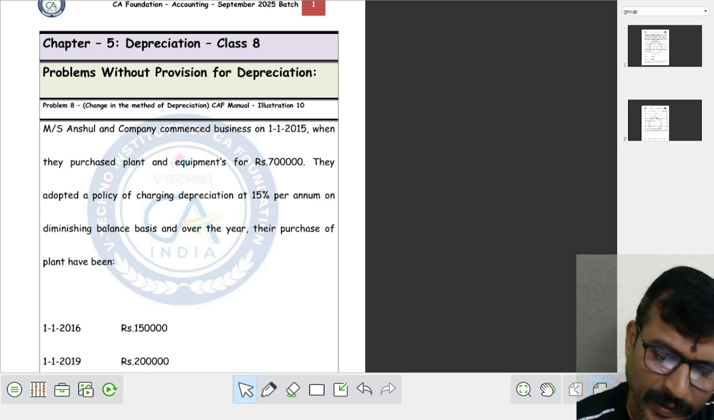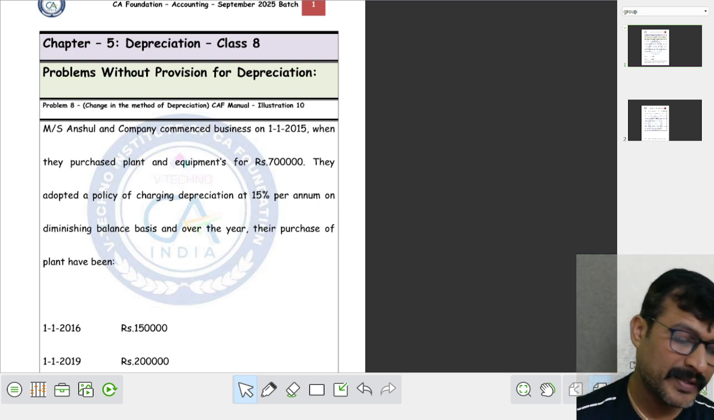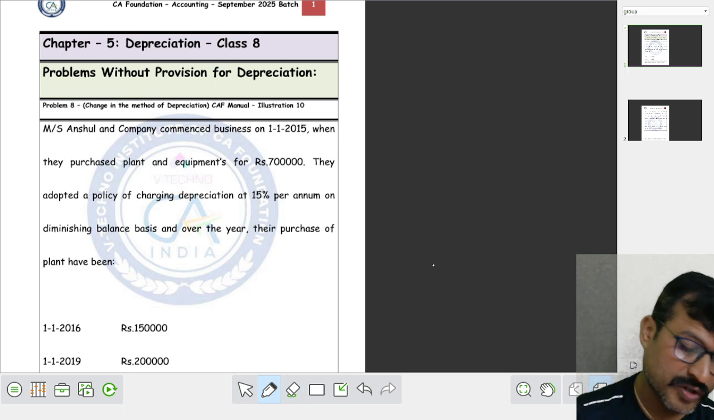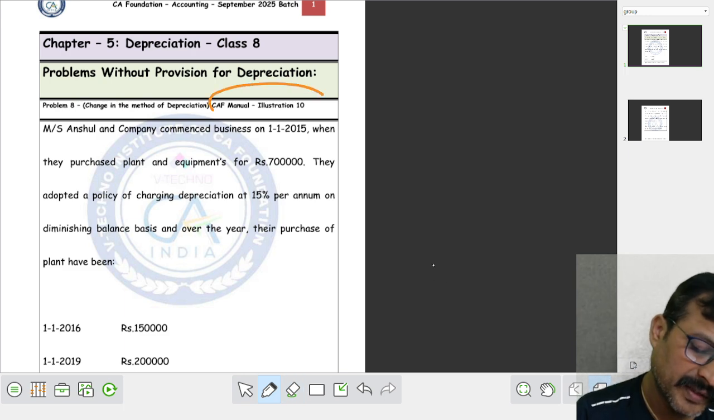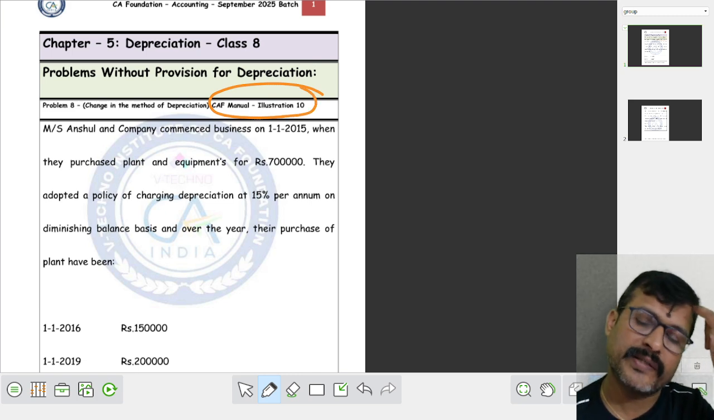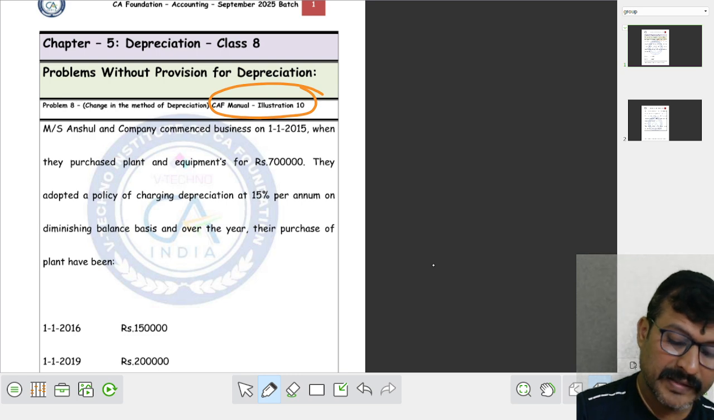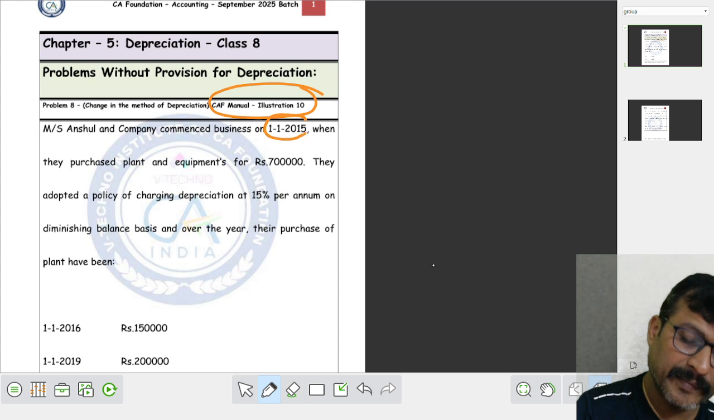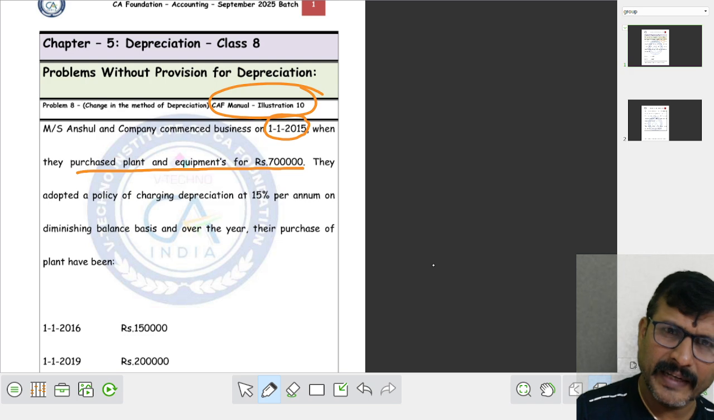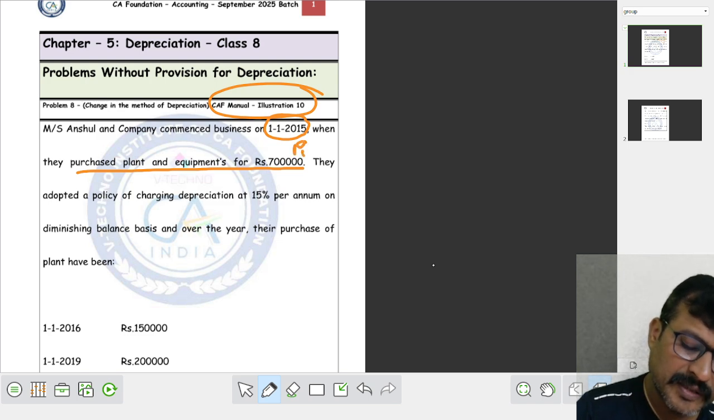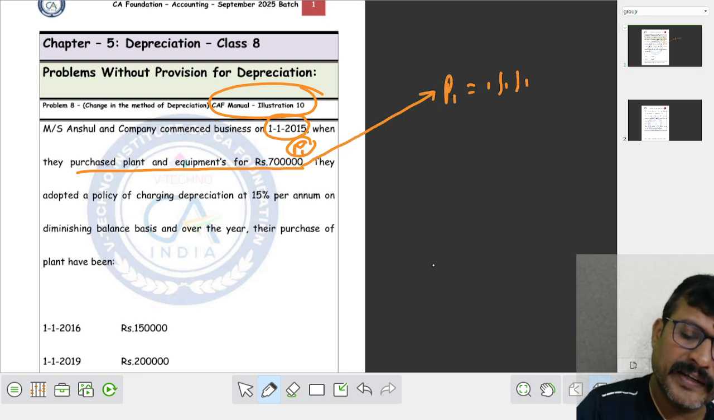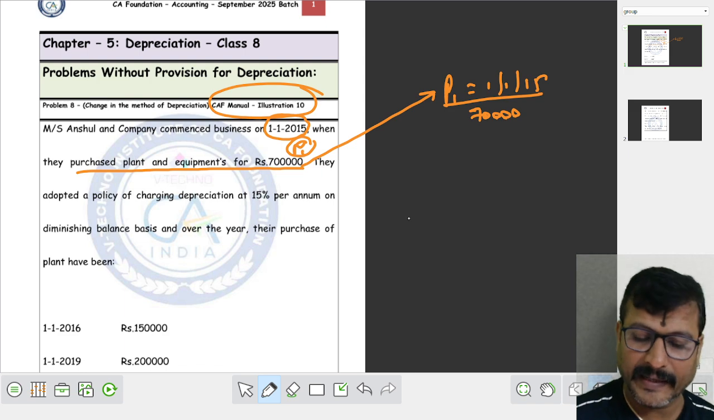Similarly, we have one more problem of this type from your study material. This is a question from your CA Foundation manual. It is the 10th illustration, my dear students. See what happened here. Mr. Anshul and Company commenced business on January 1, 2015 when they purchased plant and equipment for 7 lakh. So this is the first plant value. The first plant is purchased on January 15 for an amount of rupees 7 lakh.